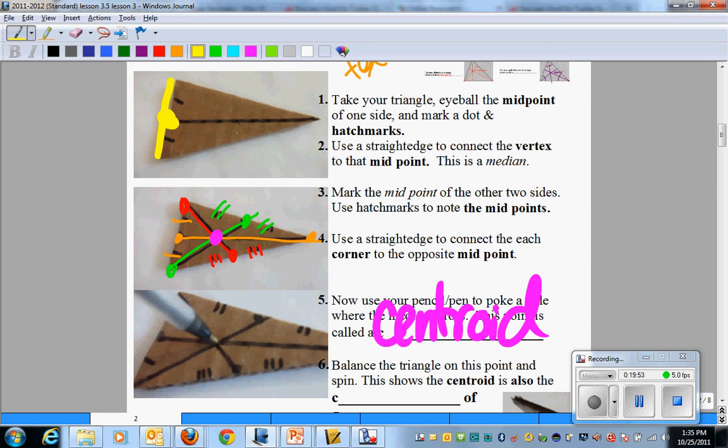If it's done correctly, you're going to cross. Guys, when it's done correctly, your line, the median, is going to cross. Nice. When it's done correctly, your medians should cross at the same point. Keep going, quarter to midpoint.